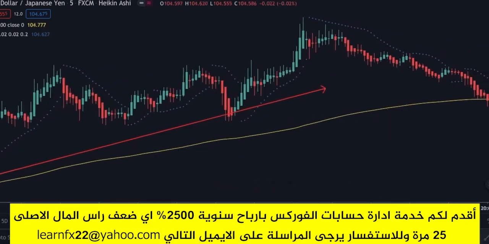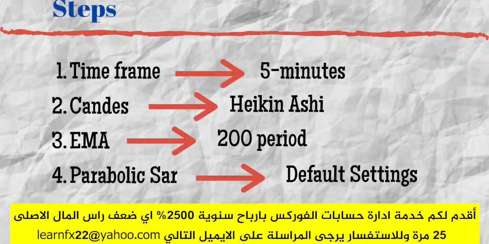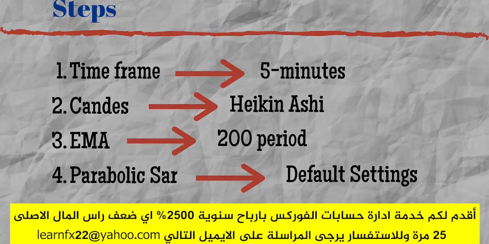Before starting with our examples, I want to show you the 4 changes we made in our chart and indicators. First, we changed the time frame to 5 minutes. Second, we changed the candlestick to the Heikin-Ashi. And then, we added EMA and parabolic SAR to the chart. Also we changed the length of the EMA to 200. If you want you can pause the video here and take a screenshot.